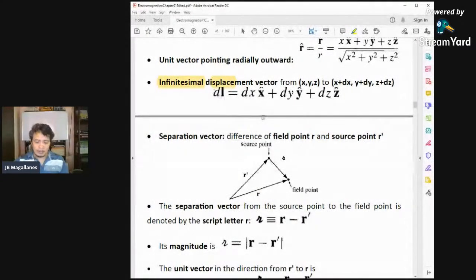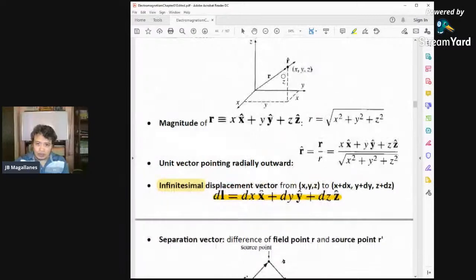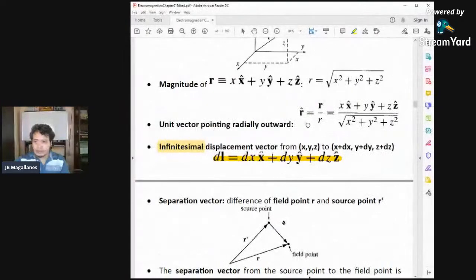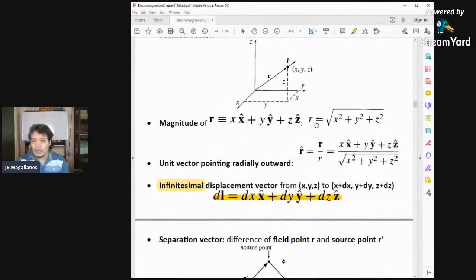The dl here is written as this. dl is dx x hat, dy y hat, and dz z hat. So this is also a vector, and that is parallel to the position vector. No, I'm sorry. This is parallel to the vector connecting x, y, z to x plus dx, y plus dy, z plus dz.